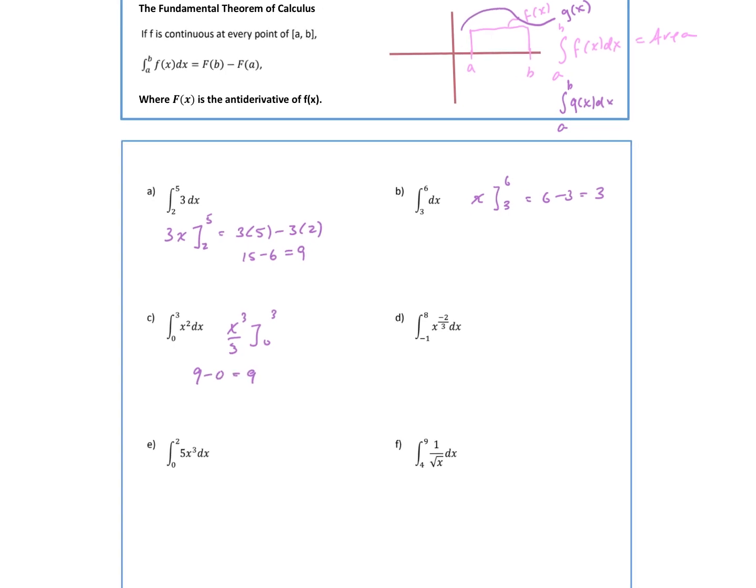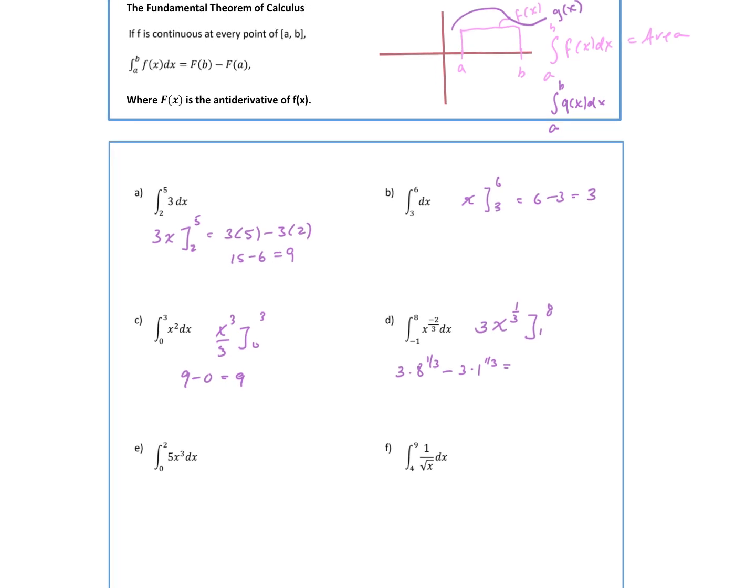This one, we've got x to the negative 2/3. So when we integrate, you raise it up by 1, so you get x to the 1/3. You divide by the new power, or multiply it by 3. And we're going to go from 1 to 8. So it's going to be 3 times the cube root of 8, and then 3 times the cube root of 1, which would give us 6. And I think I wrote this wrong. This is actually negative 1 here. So this becomes a negative 1. So we're going to get 6 plus 3, which is 9.